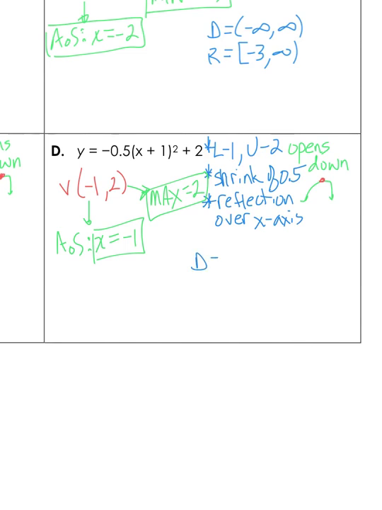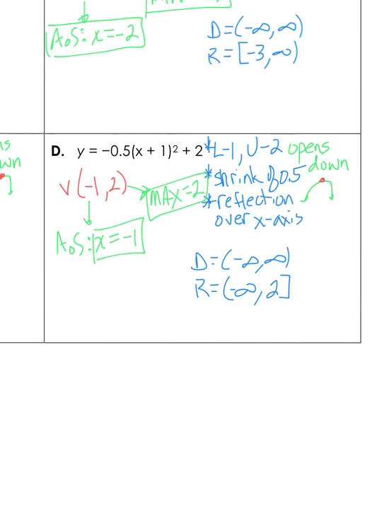My domain is negative infinity to positive infinity, but my range, like the previous one, this keeps going and going down, so I can't get to my lowest value. So I go from negative infinity until I reach that maximum. So negative infinity to the maximum, which is positive 2.